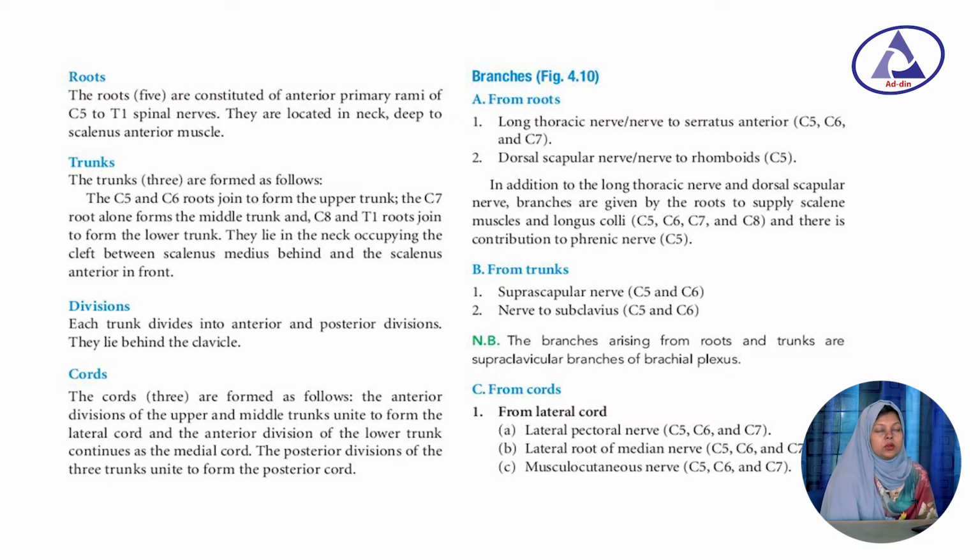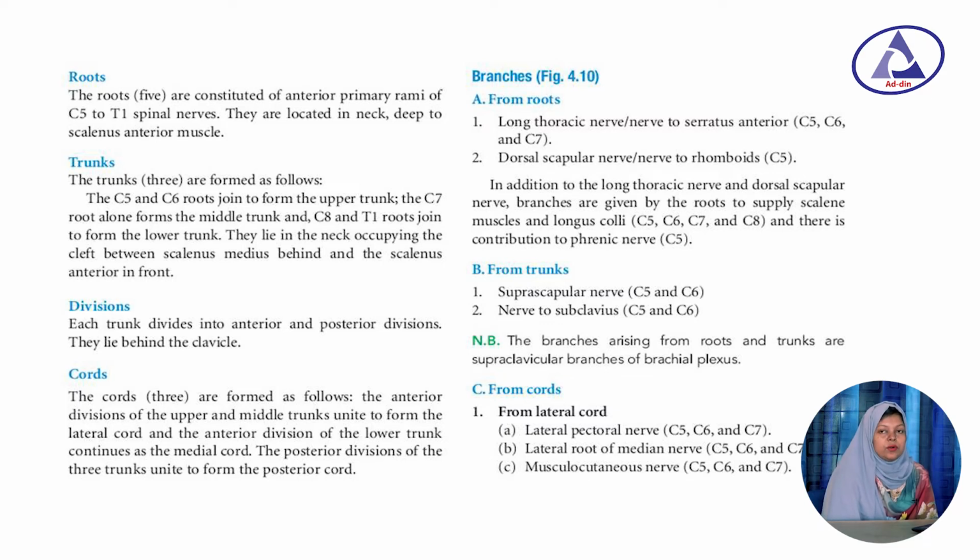Let us repeat a little. What are the parts of the brachial plexus? Root, trunk, division, cord and branches. What are the roots? The roots are constituted by the anterior primary rami of cervical 5 to thoracic 1 spinal nerves. Number 2, trunk. How is the trunk formed? Trunks are 3 in number, formed by the union of the roots: upper trunk, middle trunk and lower trunk.